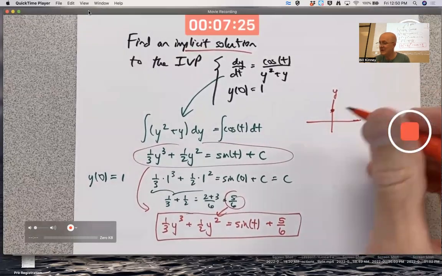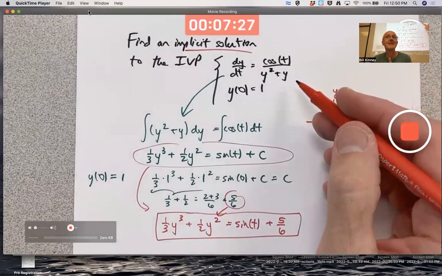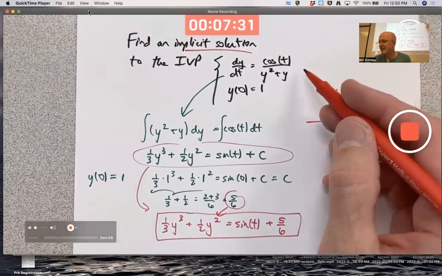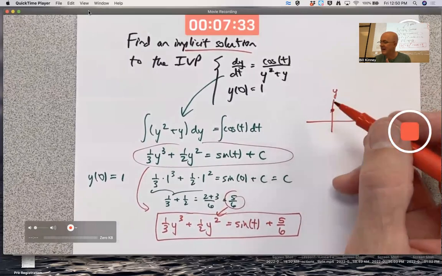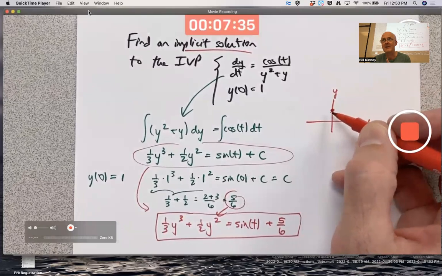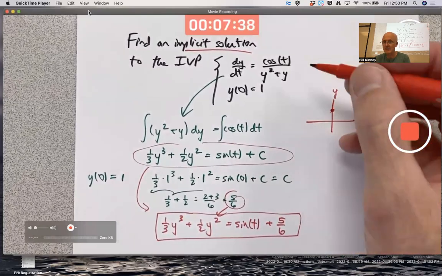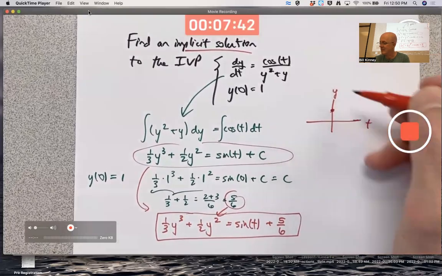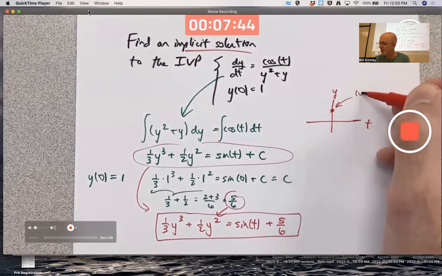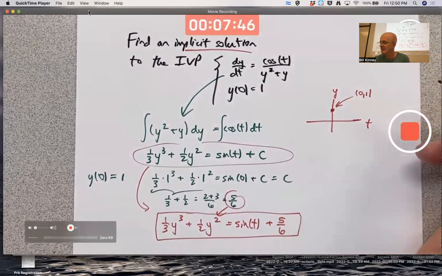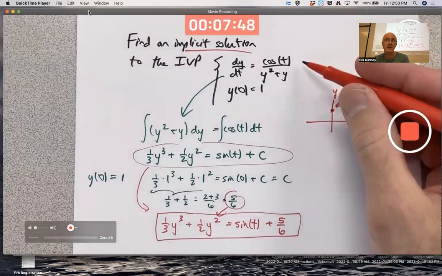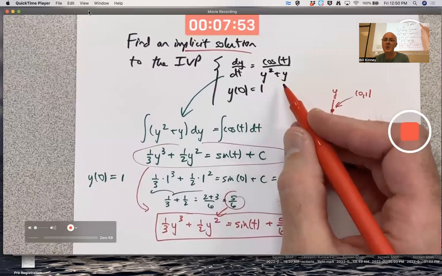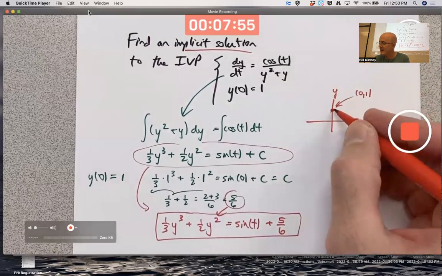One thing you could do is you could try to use Euler's method. You also could, even without Euler's method, try to approximate the slope of the graph here at t equals 0 by plugging in t equals 0 up here and y equals 1. Because that point is the point (0, 1). If you plug in t equals 0, you get cosine of 0 is 1. Plug in y equals 1 on the bottom, you get 1 squared plus 1 is 2. 1/2 is the slope there.